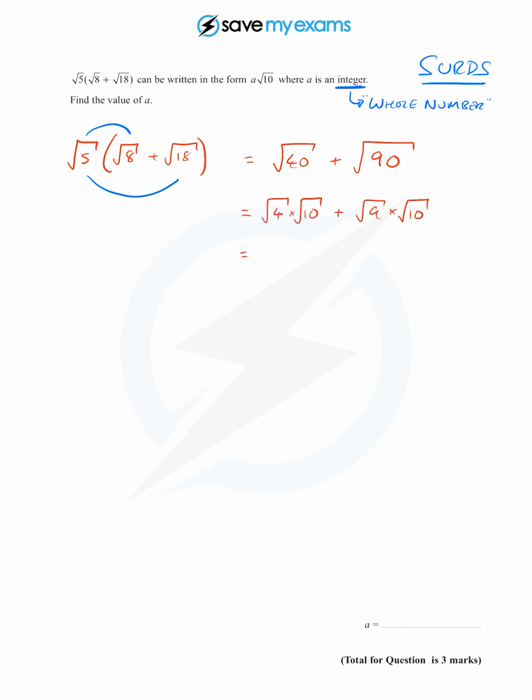And now we can simplify these things because root 4 and root 9, the whole point of pulling out square numbers was that I could square root them. And so I get 2 root 10 there and 3 root 10 there. And 2 root 10s plus 3 root 10s is 5 lots of root 10. And so we can say a is equal to 5. And that is simplifying surds.